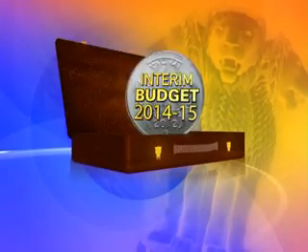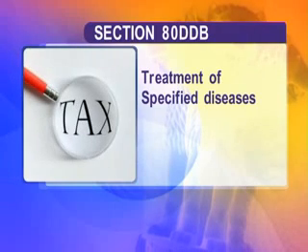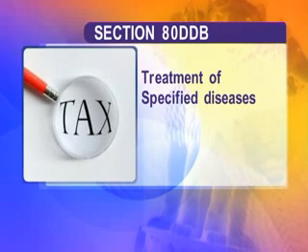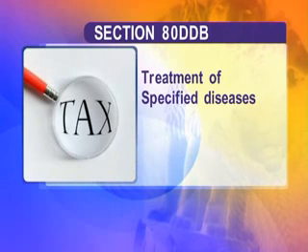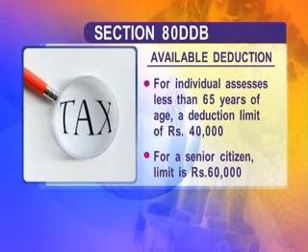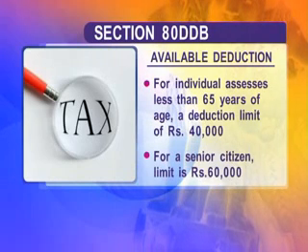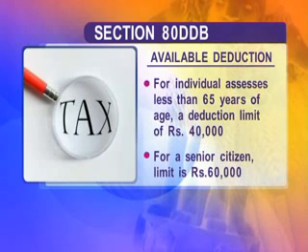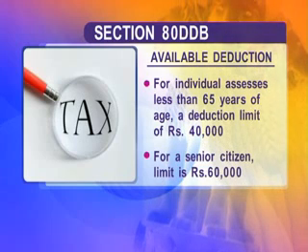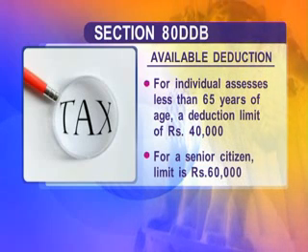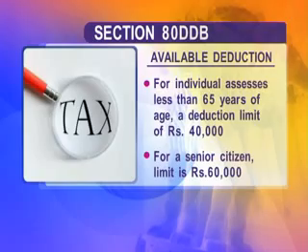80DDB. Cost incurred for treatment of specified illnesses could fetch you a tax benefit under Section 80DDB. If one has incurred expenses for the medical treatment of self or dependents, one can claim a deduction of up to 40,000 rupees or the actual amount paid, whichever is less, under Section 80DDB. For a senior citizen, the maximum exempted amount is 60,000 rupees or the amount actually paid for medical expenses.